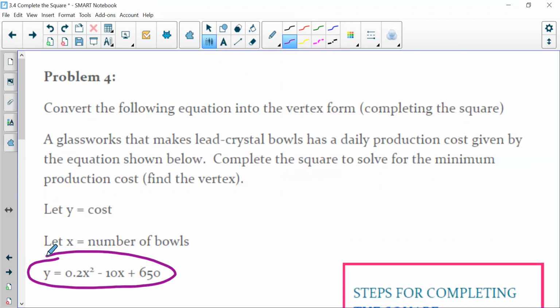Okay, vertex. So if you're trying to minimize your cost, that's vertex. If you're trying to maximize your revenue, that's vertex. Okay? So ignore all the word problem for a minute. We're just looking for the vertex. We're going to complete the square.